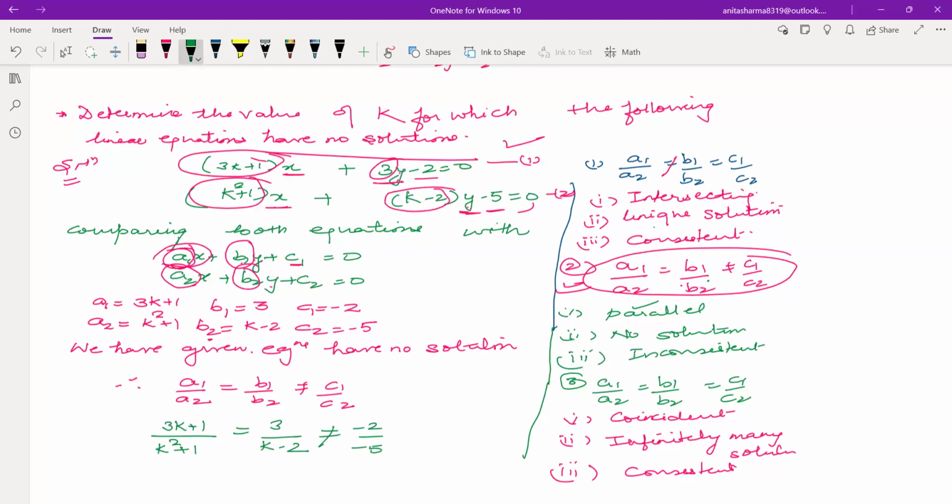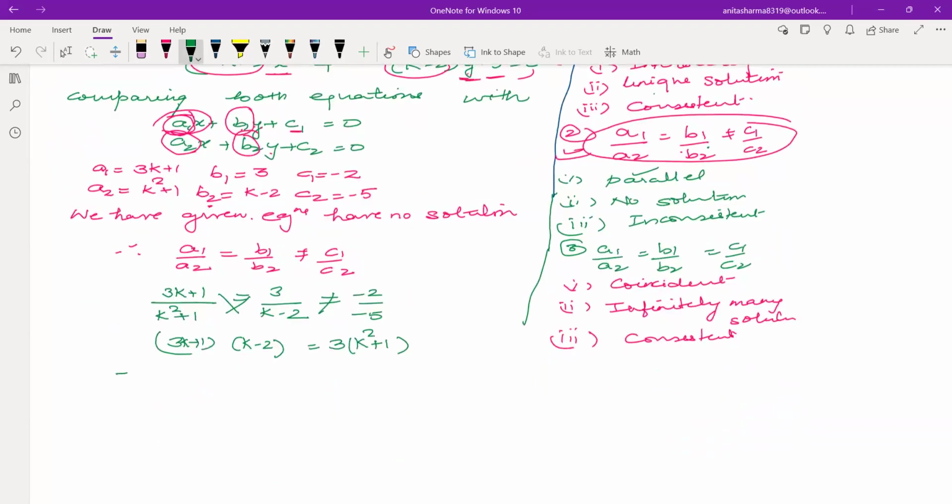So now cross multiply, beta. So it will be 3 times k square plus 1 is equal to (3k plus 1) into (k minus 2). Now open the bracket, children. First of all, you will multiply k minus 2 by 3k. So 3k square minus 6k, then multiply by 1, so plus k minus 2, is equal to 3k square plus 3. 3k square cancels. So minus 5k.